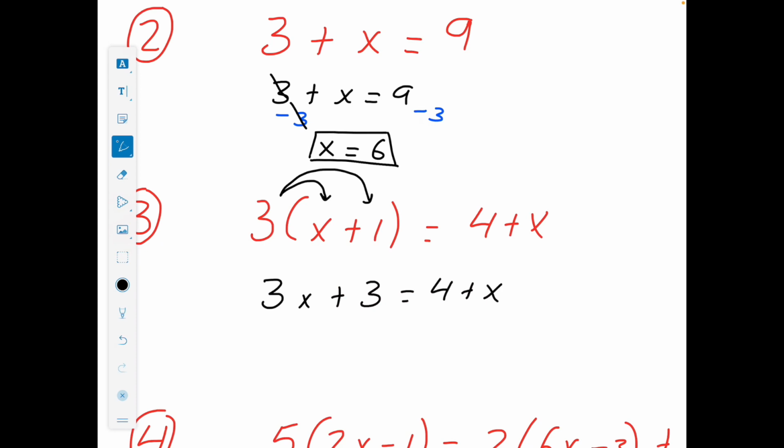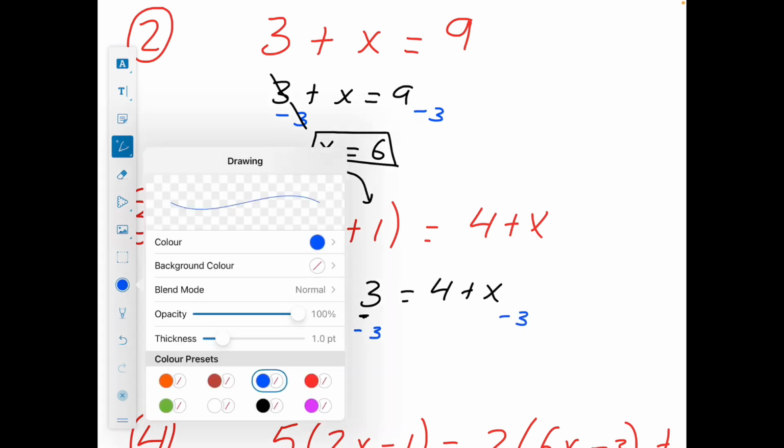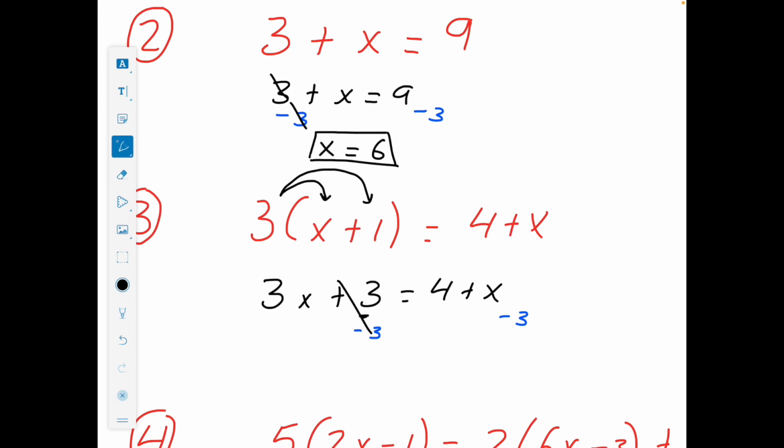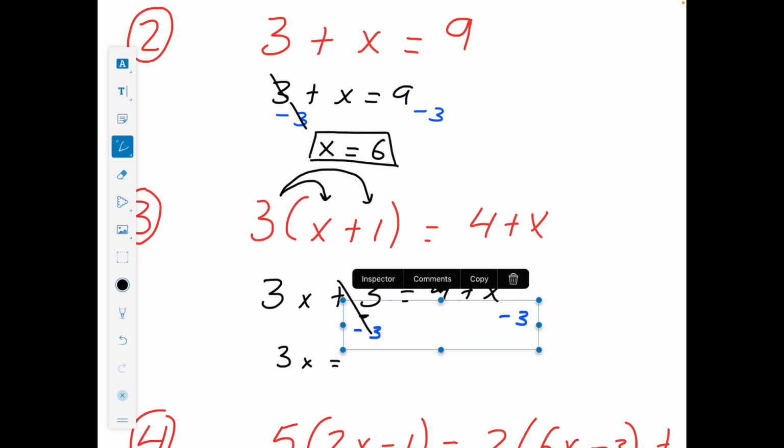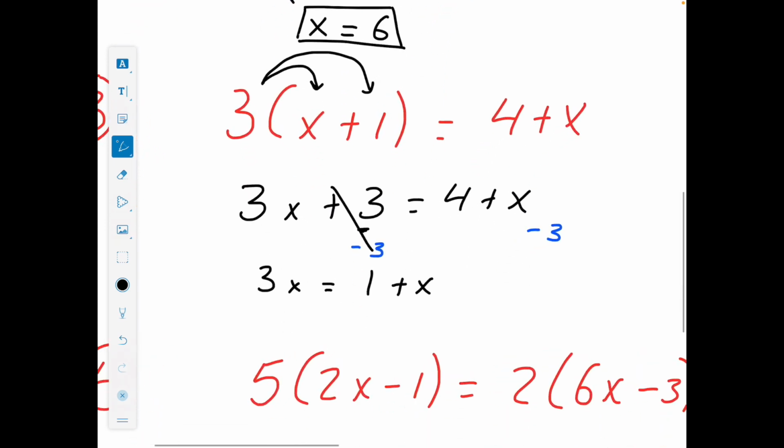Now, when I see this, again, I want all my x's on one side and all my numbers on the other side. So I'm going to do this step by step. I'm going to decide that I want my x's on the left-hand side. So this 3 here is a problem. How do I get rid of that 3? I subtract 3 from both sides. So 3 minus 3 cancels out, and we're left with 3x is equal to 4 minus 3, so 4 minus 3 will give me 1, plus x. Now again, I still have a problem because I don't want any x's at this side. I need to get rid of that x. So to get rid of that x, we're going to subtract x, and we'll do the same thing to the other side.